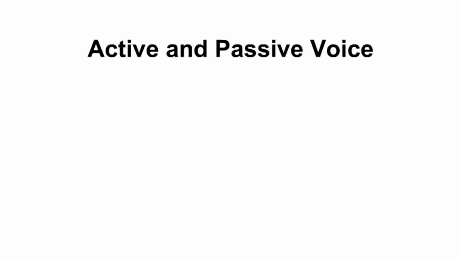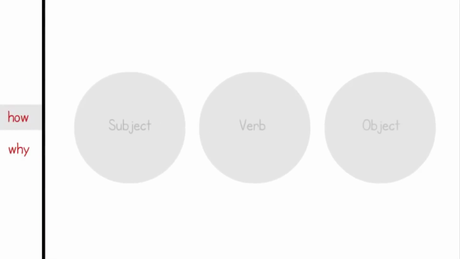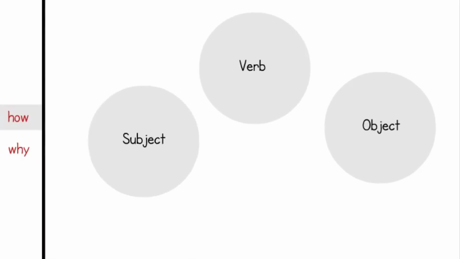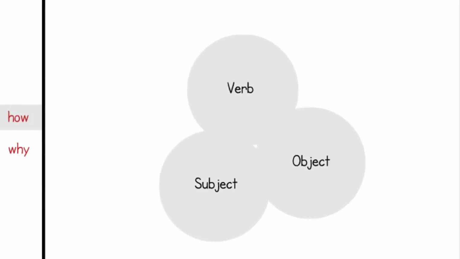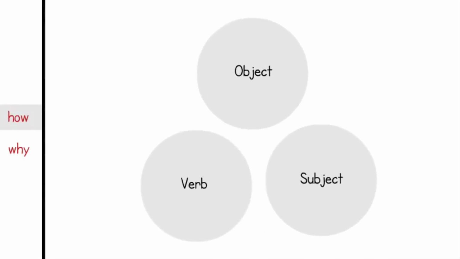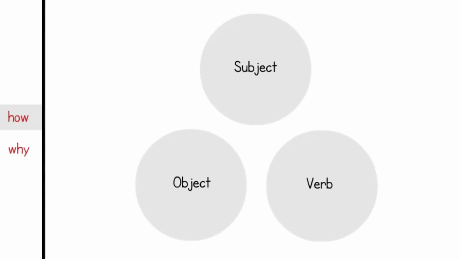In this video, we will look at how to form the passive, and then we will consider why we would use it in our academic writing. The passive, or the passive voice, is not a tense. The term voice describes the relationship between the verb, the subject, and the object of a sentence. We use the active or passive voice to emphasize different parts of a sentence.